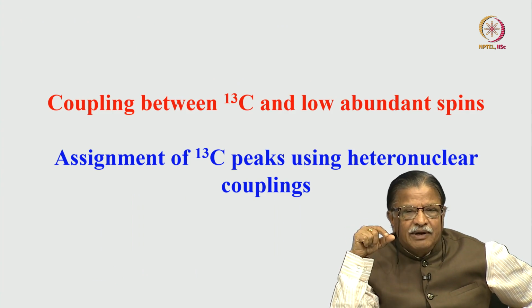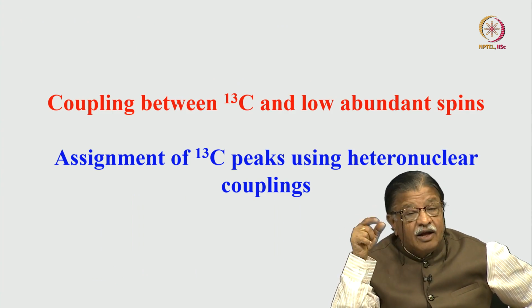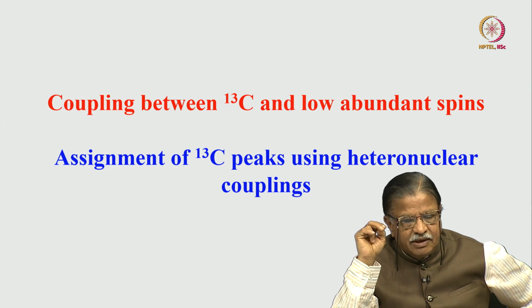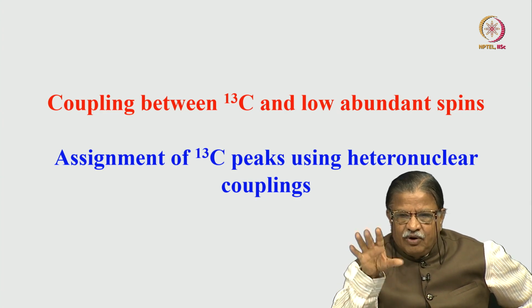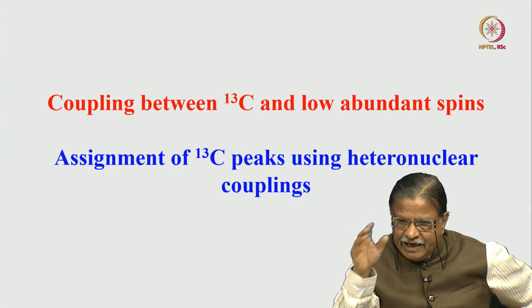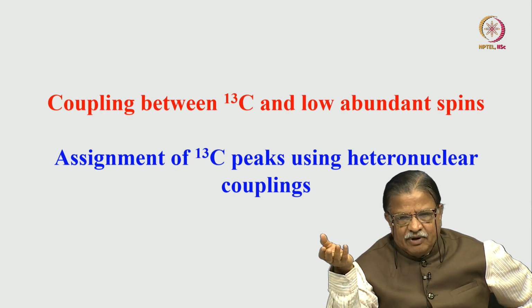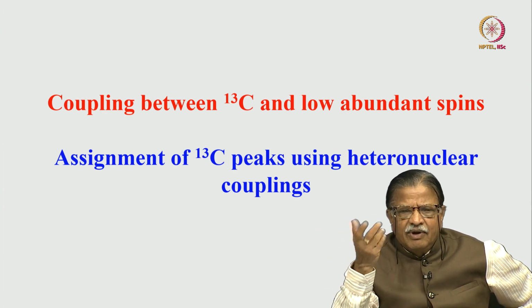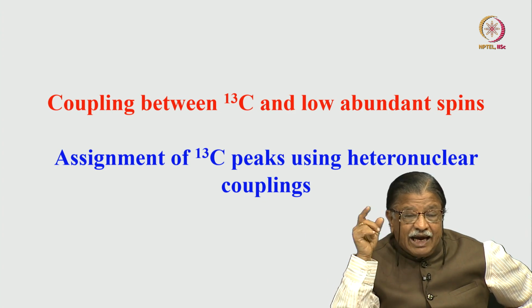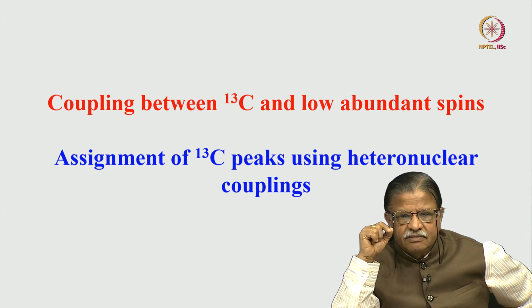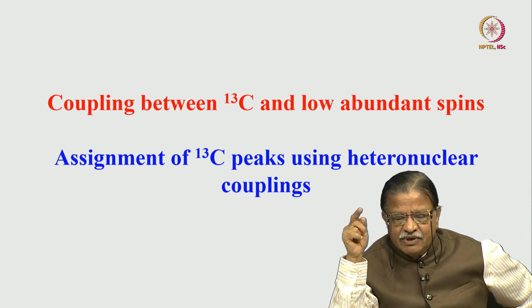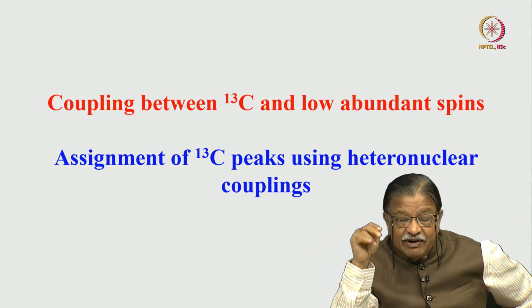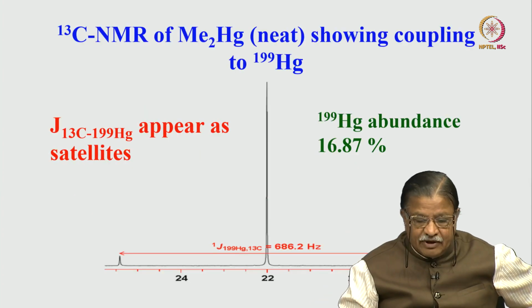What about coupling between carbon and low abundant spins? Carbon itself is a dilute spin. When I am detecting that, we do not have to worry about it as dilute spin, we are directly detecting it. Only when it is coupled to an abundant spin are we worried about satellites. Now we are directly detecting, but can that give satellites because of coupling to other heteronuclei which are less abundant? Of course it can give rise to satellites. Let us take 1 or 2 examples of that.